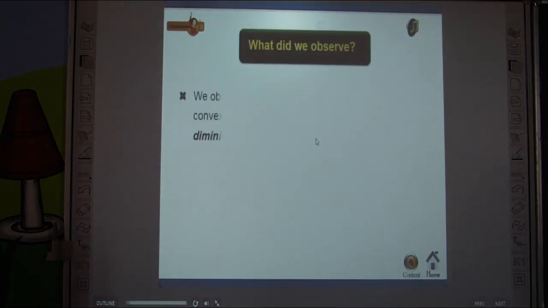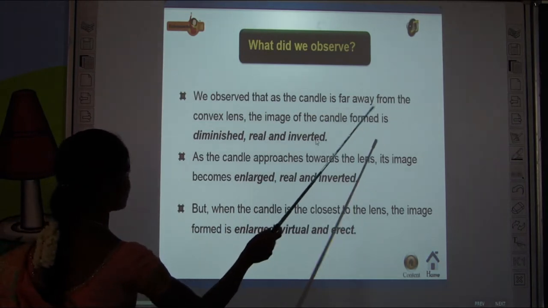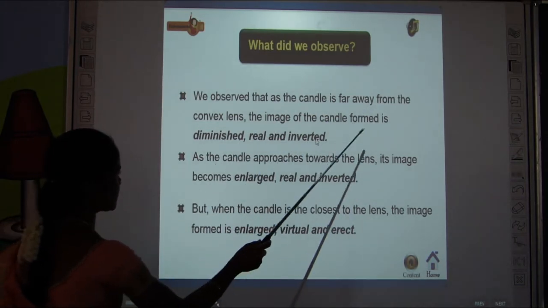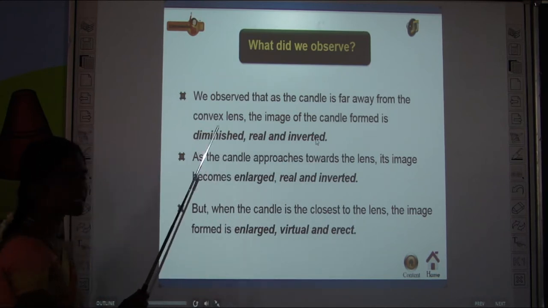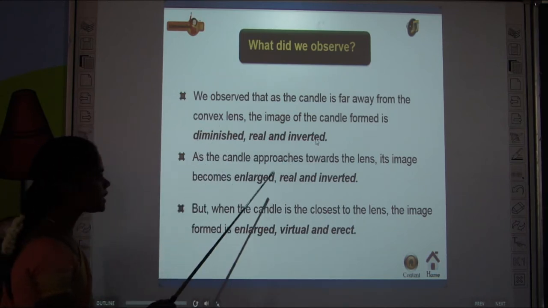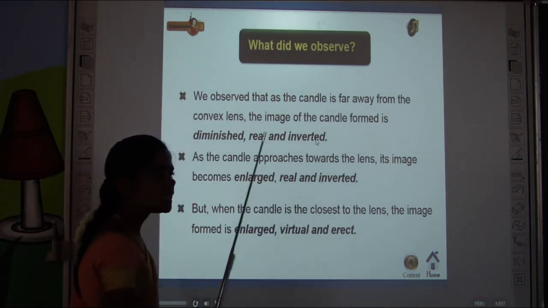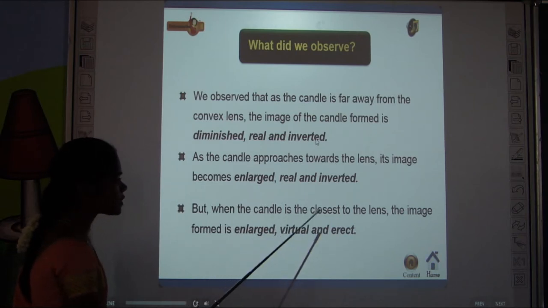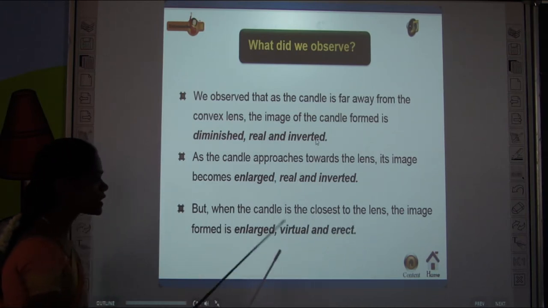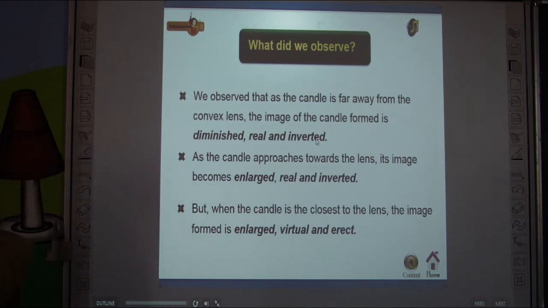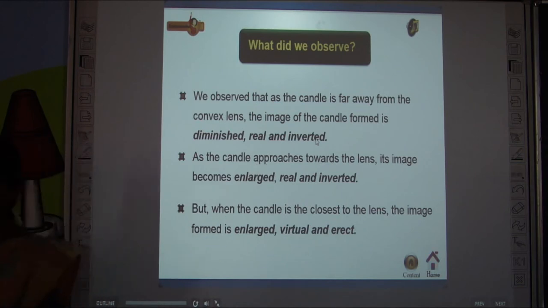So what did we observe? We observed that as the candle is far away from the convex lens, the image of the candle found is diminished, real and inverted. Diminished means very small. As the candle approaches towards the lens, its image becomes enlarged, real and inverted. But when the candle is closer to the lens, the image found is enlarged, virtual and erect. What is called virtual? We can't see the image on the screen, so it is related to virtual images.